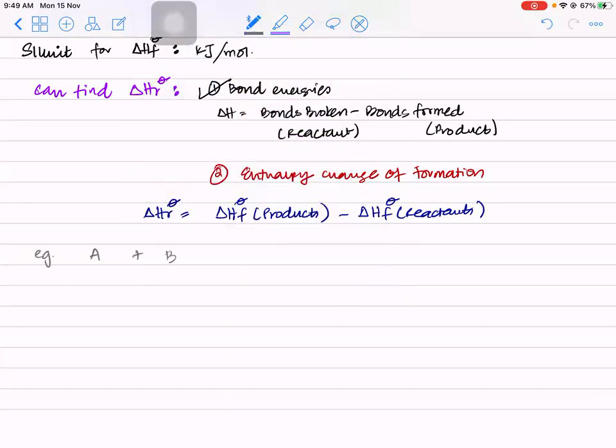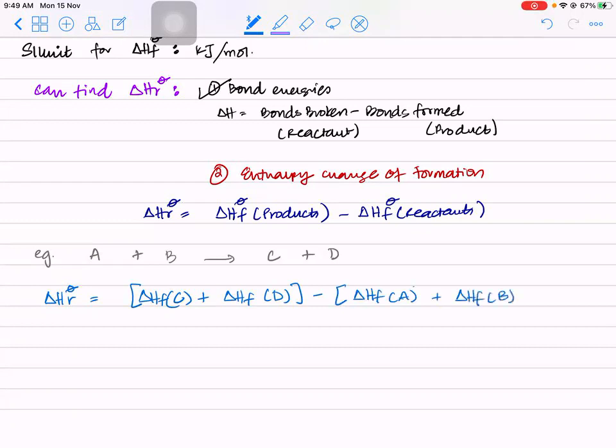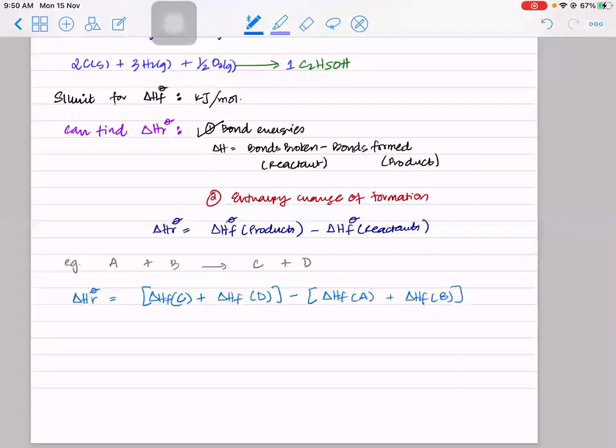A plus B giving C plus D. Using enthalpy change of formation, how will we find the delta H? Can I say delta H of the reaction will be equal to formation of C plus formation of D. These are the products minus formation of A plus formation of B. Do you see that? Formation of products minus formation of reactants. Let's take another example.